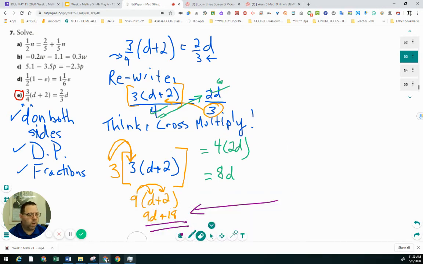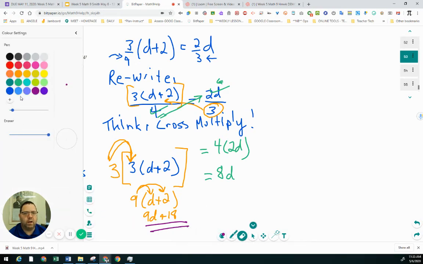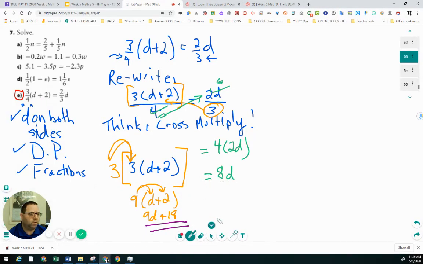Okay, we're back. So I'm just going to finish erasing this arrow. All right. So what was the net result of all this simplifying I was doing? I'm just going to continue on up here with red. Over here on the right side, we ended up with 8d, and over here we ended up with 9d plus 18. So let's glue those back together. 9d plus 18 is equal to 8d.